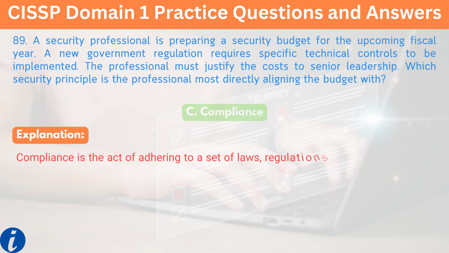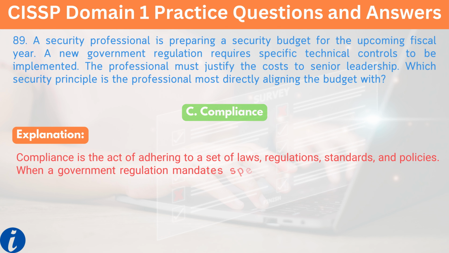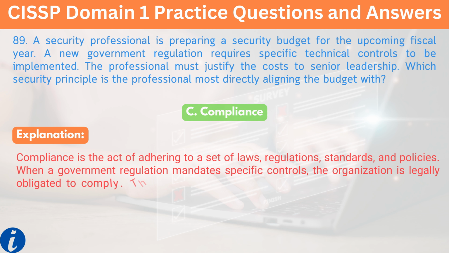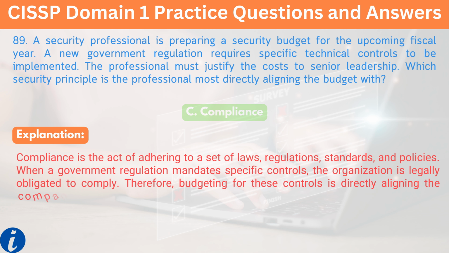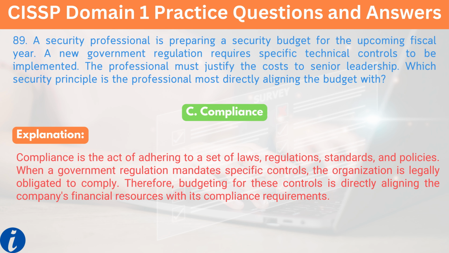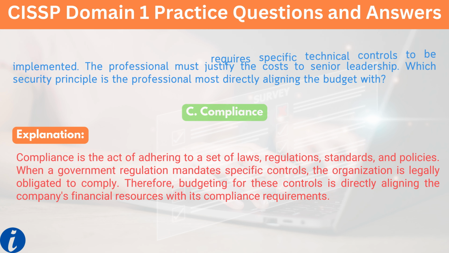Compliance. Explanation. Compliance is the act of adhering to a set of laws, regulations, standards, and policies. When a government regulation mandates specific controls, the organization is legally obligated to comply. Therefore, budgeting for these controls is directly aligning the company's financial resources with its compliance requirements.